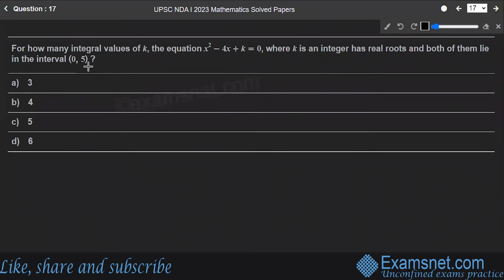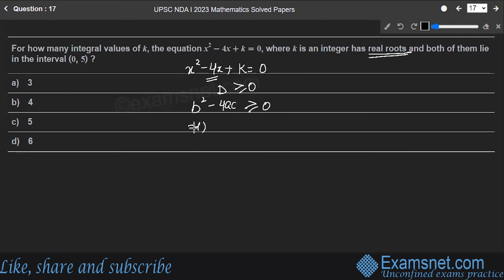Question number 17. For how many integral values of k, the equation this, where k is an integer, has real roots, and both of them lie in the interval of 0 to 5. So this is the given equation, x squared minus 4x plus k is equal to 0. They want the real roots. It's not said that they should be equal or distinct. Nothing is said like that. So that means in this case, the discriminant should be greater than or equal to 0. The formula for the discriminant, b squared minus 4ac, should be greater than or equal to 0.